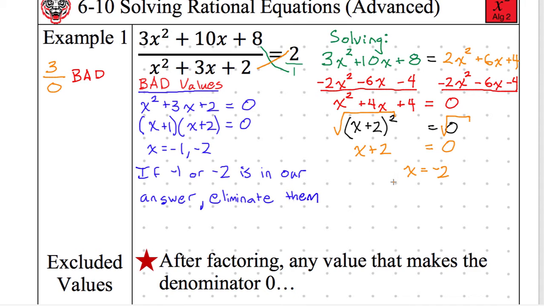Do we box that answer? No. Why? It is a bad value. We cannot have negative 2 because if this is an answer, then when I plug it in, I should be able to get a number, but I get something divided by 0. I get something like this, 3 divided by 0. This is a bad value, so the actual answer, Fiona, is no solutions. Yep, there it is. No solutions.